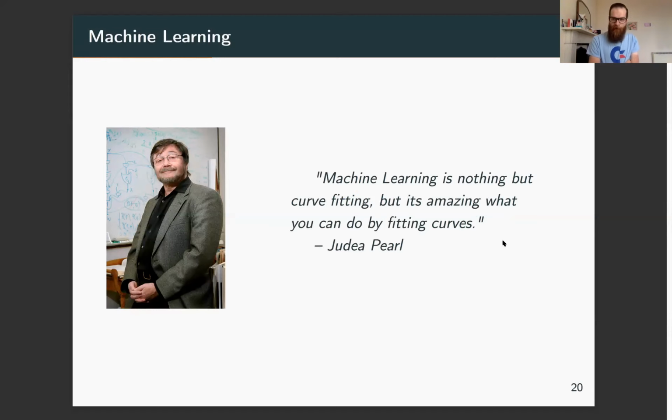And I fundamentally agree with this. We are anthropomorphizing this field and calling it intelligence and so forth. I don't think we are remotely doing anything similar to that. But what we're really doing is fitting curves. And fitting curves is really cool, and there are amazing things we can do with it. So we're going to look at how we can fit curves.